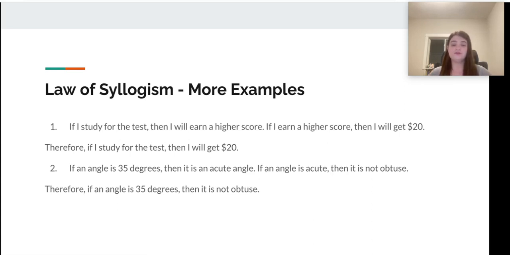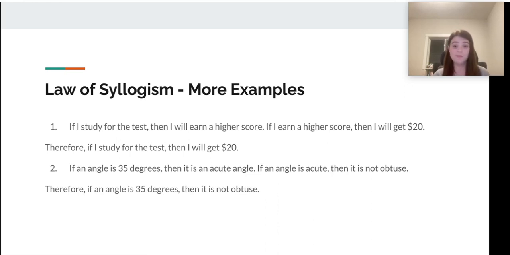Therefore, if an angle is 35 degrees, then it is not obtuse. So we can verify this in two ways. First of all, of course, we know that if an angle is 35 degrees, then it's not obtuse, just by the definition of it being 35 degrees. We know that obtuse angles are greater than 90, so that's not going to be the case.